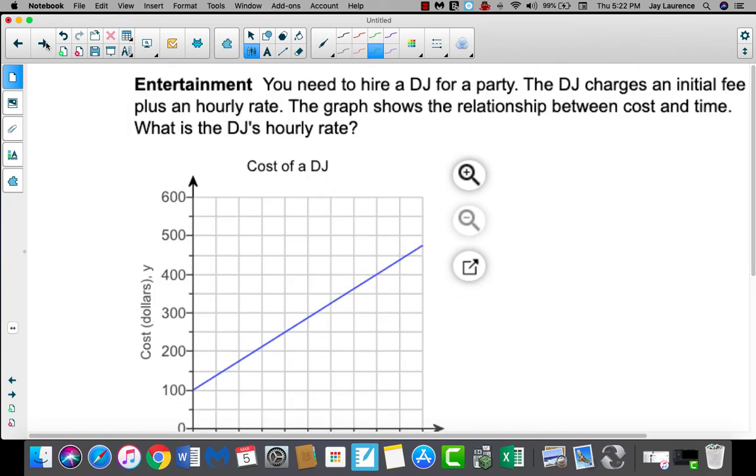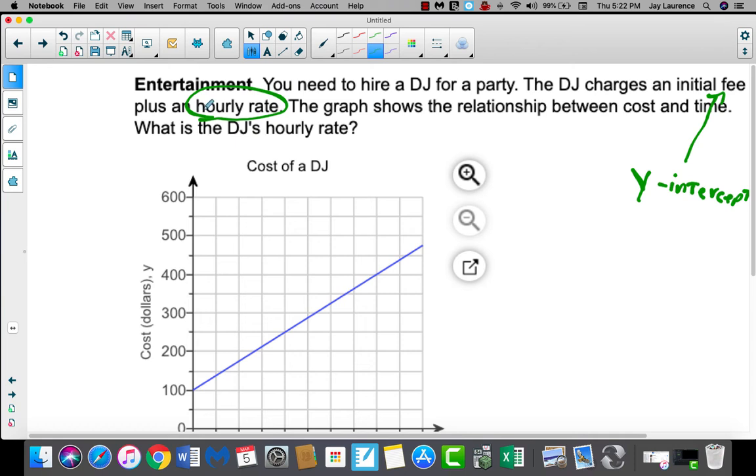All right, doing great. Okay, you would need to hire a DJ for a party. The DJ charges an initial fee plus an hourly rate. If you don't know the initial fee, that's going to be your y-intercept. Yeah, did you hear that? That's your y-intercept. Marissa, did you hear that? It's a y-intercept plus an hourly rate.